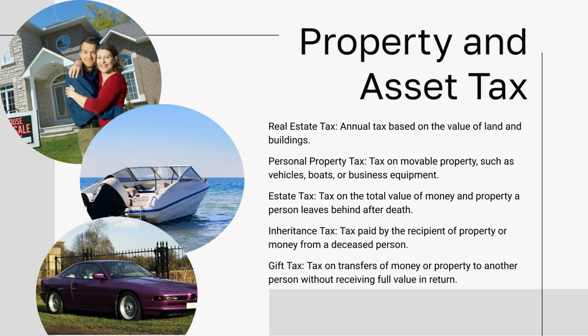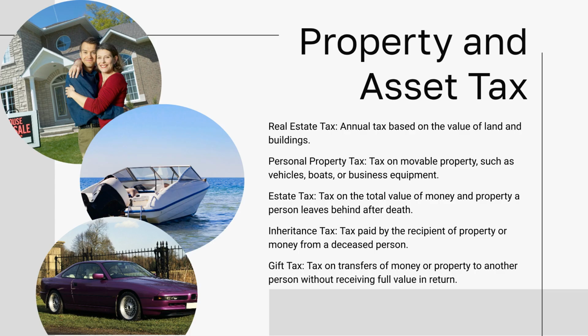Next, we have property and asset taxes, which are based on what people own rather than what they earn or spend. First is real estate tax, which is an annual tax on the value of land and buildings. Homeowners pay this regularly, and it helps fund local services like schools and infrastructure. Next is personal property taxes, which applies to movable items like cars, boats, or business equipment.